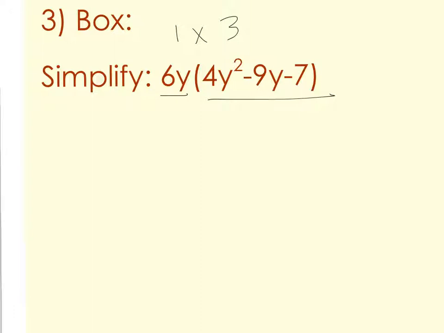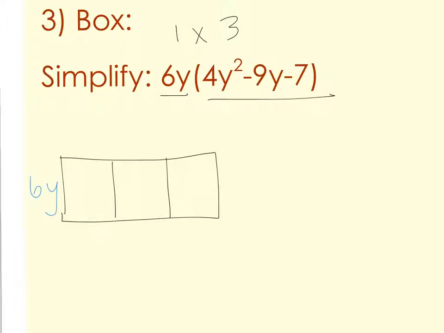So I'm going to draw my box, and I can draw this vertically or horizontally, and I'll show both methods. So it's going to be a dimension of 1 by 3. And then on this one side here, I'm going to list 6y, my monomial, because that's the dimension of 1. And then above, my trinomial, which was 4y squared minus 9y minus 7.